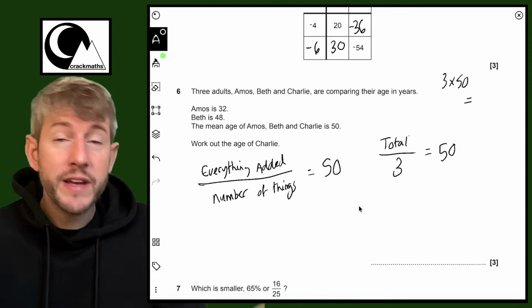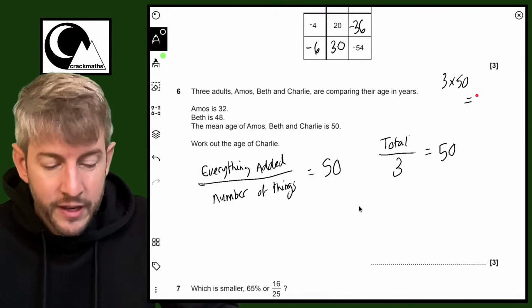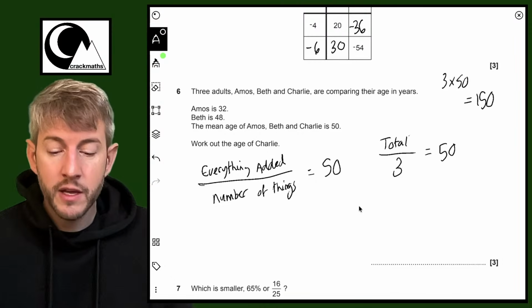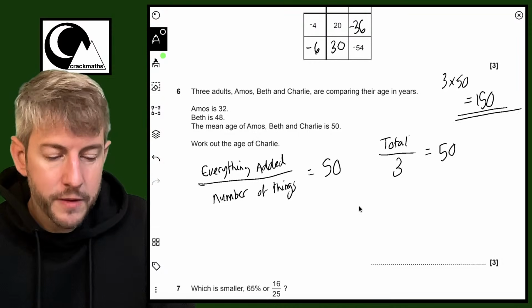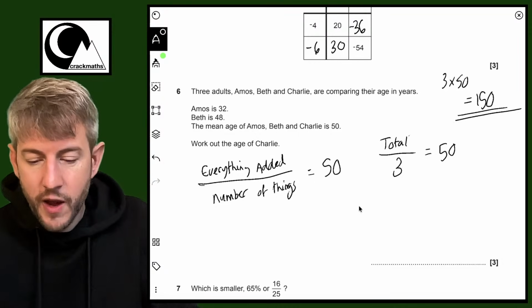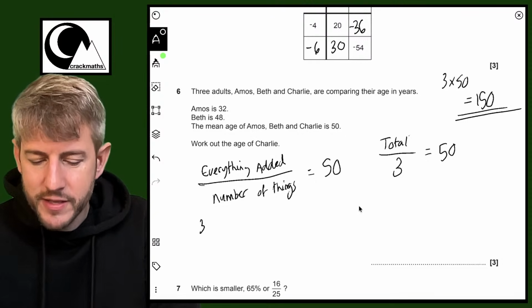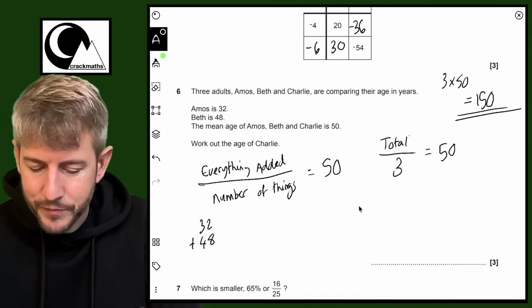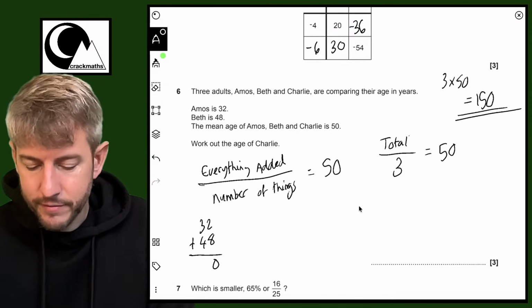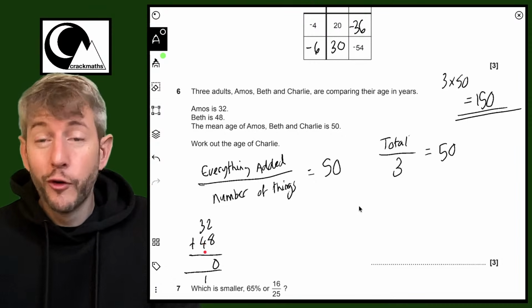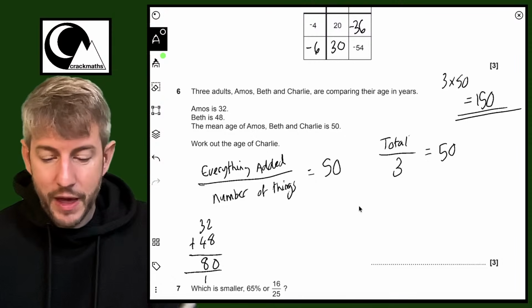well, it's going to be 3 times 5, and then you add a 0. So 3 times 5 is 15, and then add the 0 is 150. So Amos, Beth and Charlotte add to make 150. So let's work out what Amos and Beth add to start off with. That's going to be 32 add 48. So 32 add 48, well, 2 add 8 is 10. 3 add 4 is 7, add 1 is 8. So here we go, Amos and Beth equal 80.